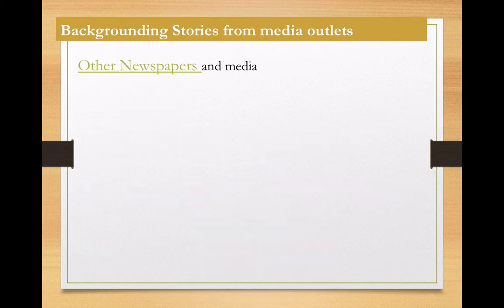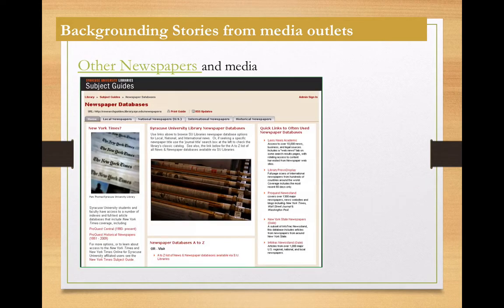In addition to these local media, there are a lot of other newspapers that you might want to get background stories from. Maybe there's a new company coming in. Maybe you want to find out what the local hometown paper of that college sports team that's going to be playing Syracuse is saying about its own team. So here at the library is a whole list of different ways to get access to newspapers online. And look at the quick links over at the right on this page.